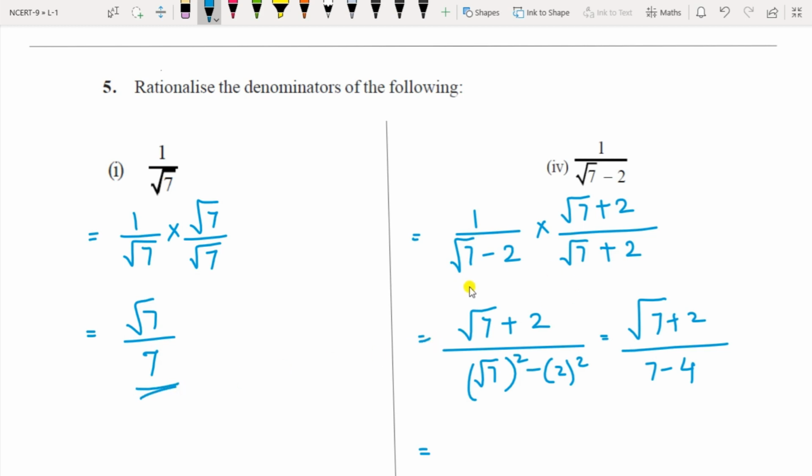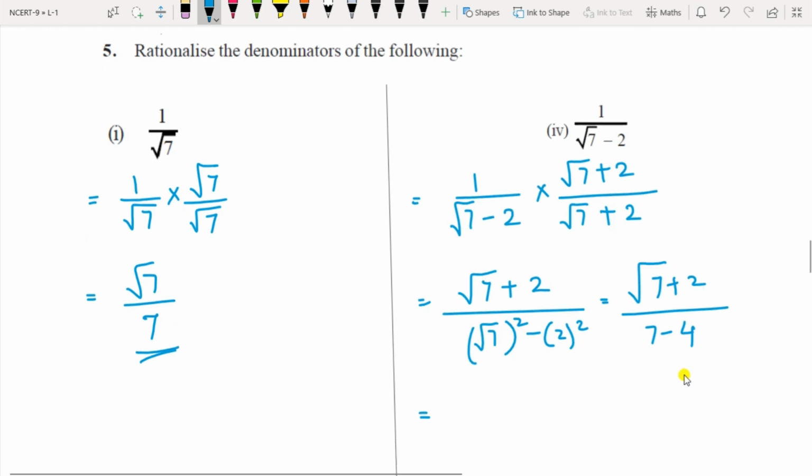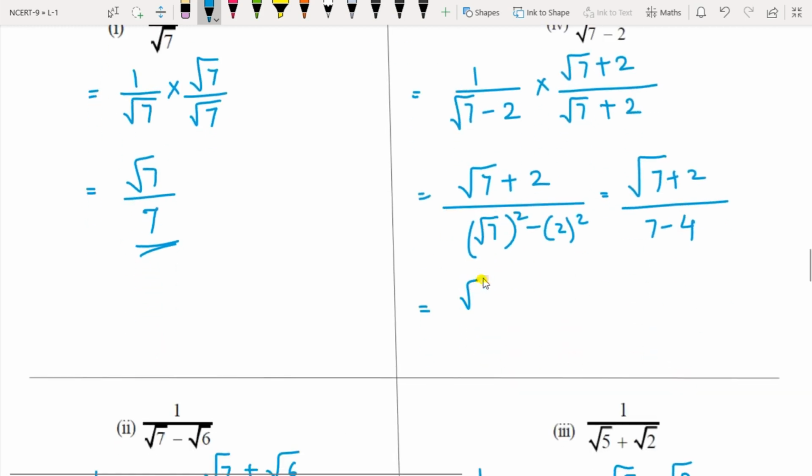This one, if it is given in an arithmetic pattern, if it is subtraction, then do the addition. So this will be of the form a plus b and a minus b, so it will be a square minus b square. So 1 into root 7 plus 2 is root 7 plus 2, and below it is root 7 square minus 2 square. So it is 7 minus 4, that will be root 7 plus 2 upon 3. That is the answer.